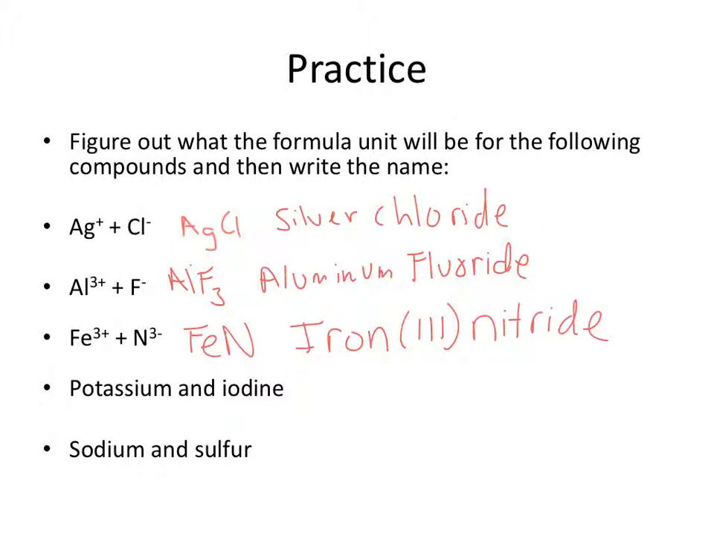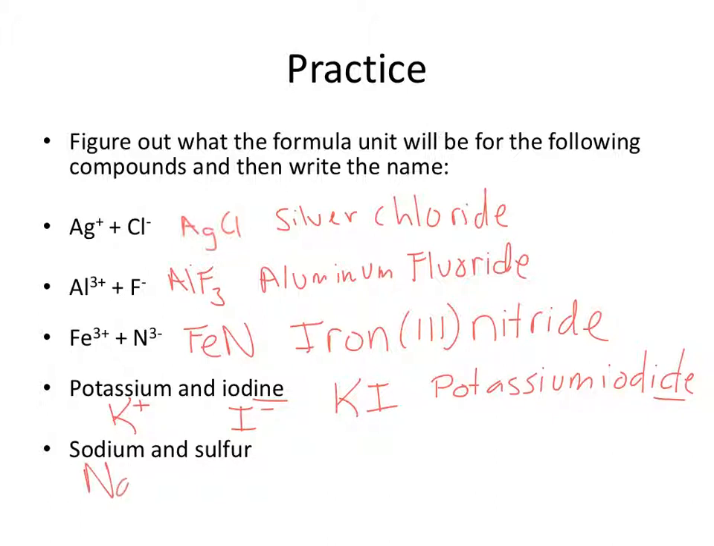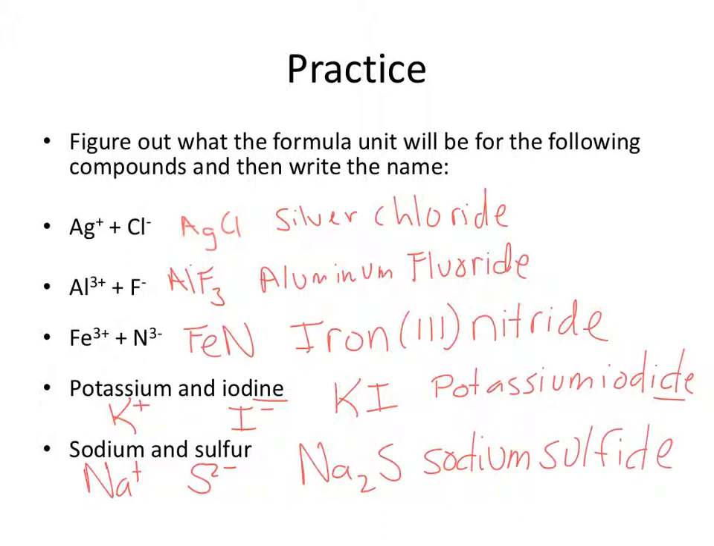All right, potassium in its charged form is K+, and iodine in its charged form is I-. So we'd have KI, so that'd be potassium iodide. So iodine versus iodide. All right. Sodium, Na+. Sulfur is S2- in its charged form. So it'd be Na2S. So sodium sulfide.